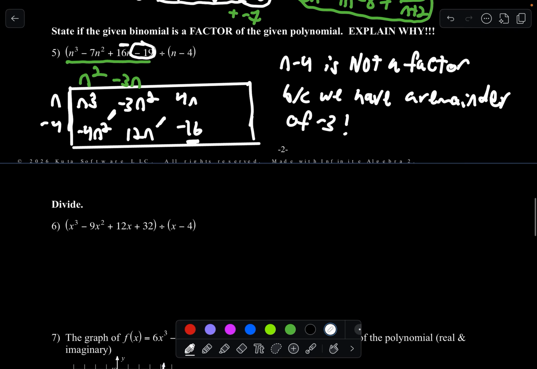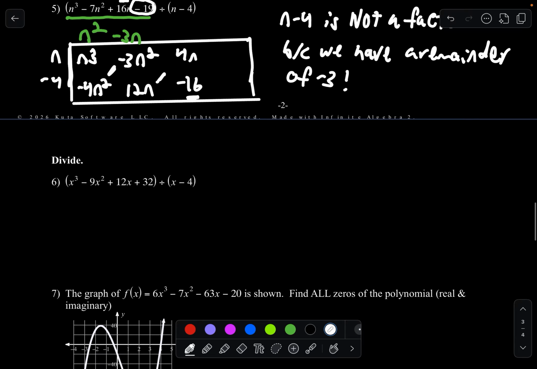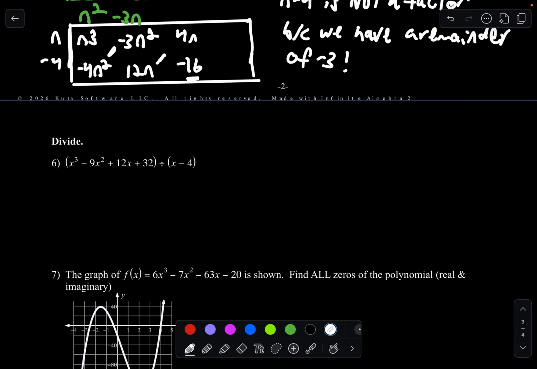All right, then there's a lot of dividing. The next one is take that polynomial, x cubed minus 9x squared plus 12x plus 32, and divide it by x minus 4. It's just more of the same. And they want you to write out the result. So we just do the same thing we did on the previous ones. We write x minus 4 down the side. Then we make our box.